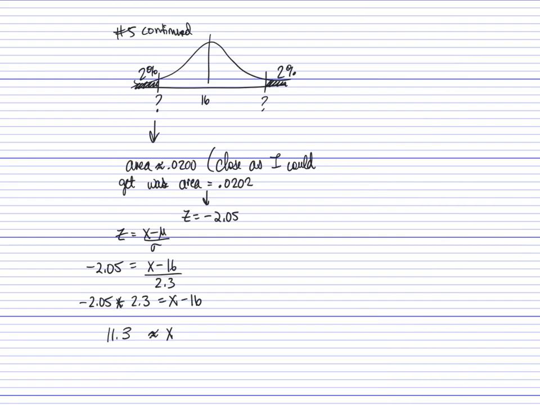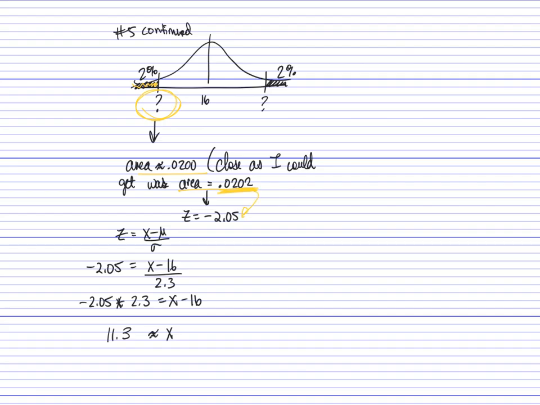All right, this is what I did. Like I said, I was looking for that value where the area to the left of it underneath the curve was 2%. So as close to 0.0200 as I could get. Turned out that there was an area that was 0.0202. You will see that on the first half of the table.